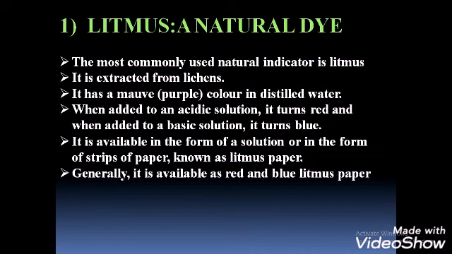These are about litmus. Litmus is one of the most commonly used natural indicators and is extracted from where? Lichens. It has a purple color in distilled water. When added to an acidic solution, it turns which color? Red color. And when added to a basic solution it turns blue color. It is available in the form of both solutions and also strips of paper called litmus paper. Generally it is available as red and blue litmus paper.